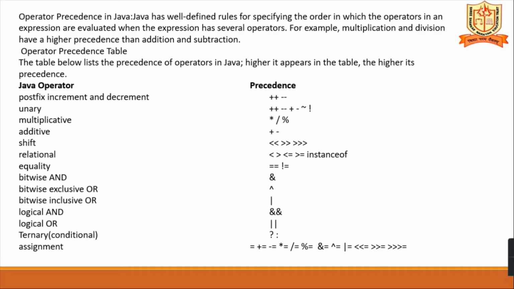Here, the first precedence is what? Postfix increment and decrement, then unary operator, multiplication, division, shift, then relational, equality, bitwise and, bitwise or and bitwise exclusive or, logical and or, ternary operator, and last the assignment operator. So this is the operator precedence. What is precedence? How to evaluate an expression?